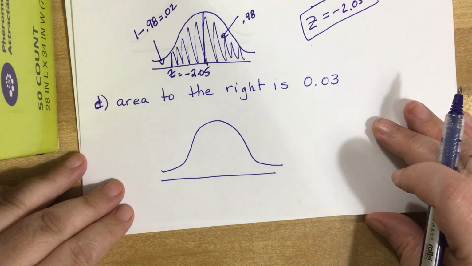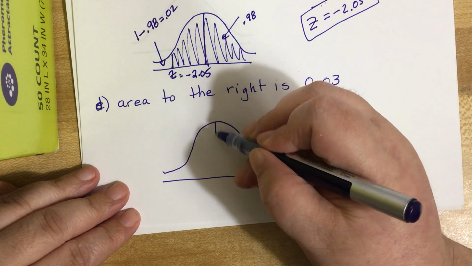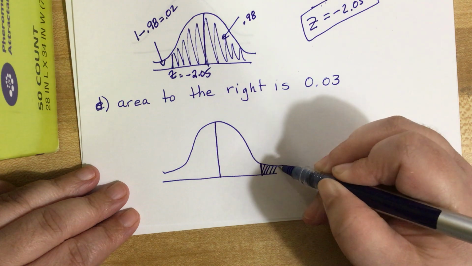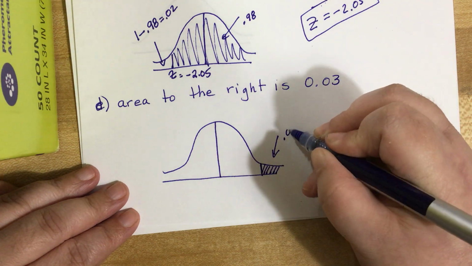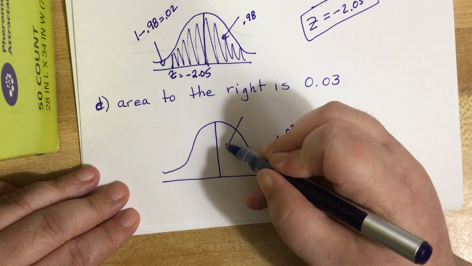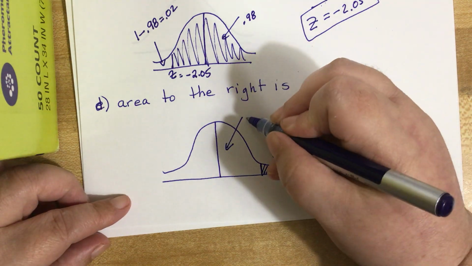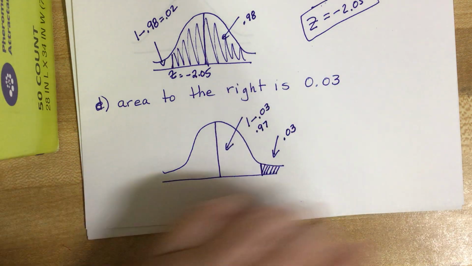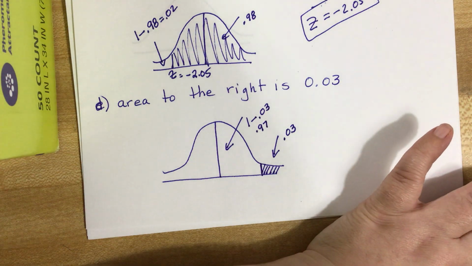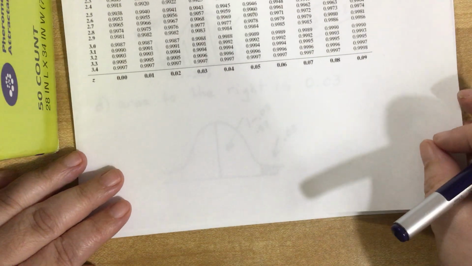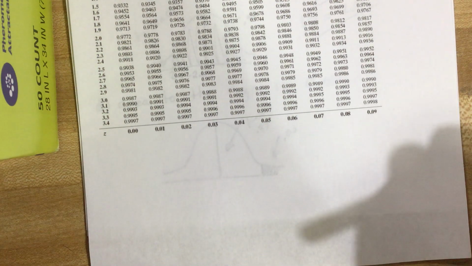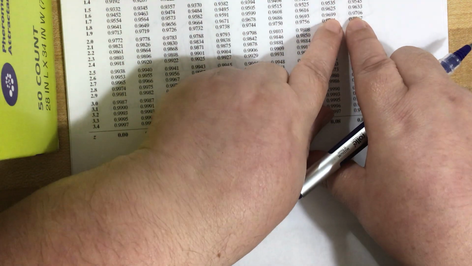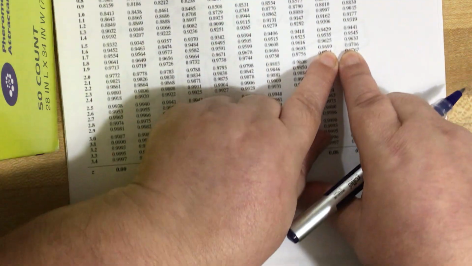We have the area to the right, which is 0.03. We know that's a tiny area. So that's 0.03, which means the area to the left, so I can get in my chart, is 1 minus 0.03, which is 0.97. So we want to go to the positive chart and find the area that is closest to 0.9700. And if I look here, it flips from 0.96 to 0.97 here.